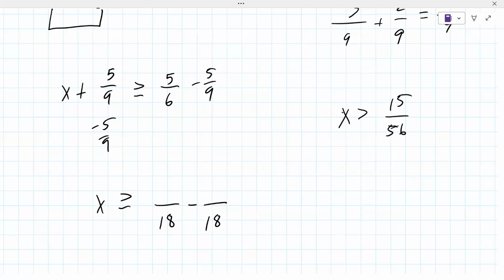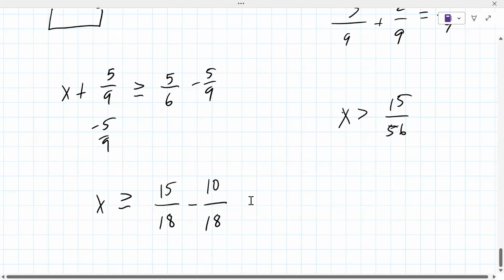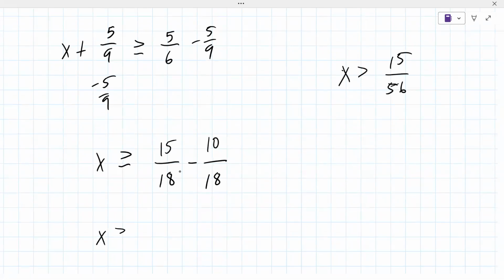X is greater than -5/18. Right, so this is 15 over 18. The 10 over 18 is the answer. Negative 15 is bigger than the 10. Should be 5 over 18.